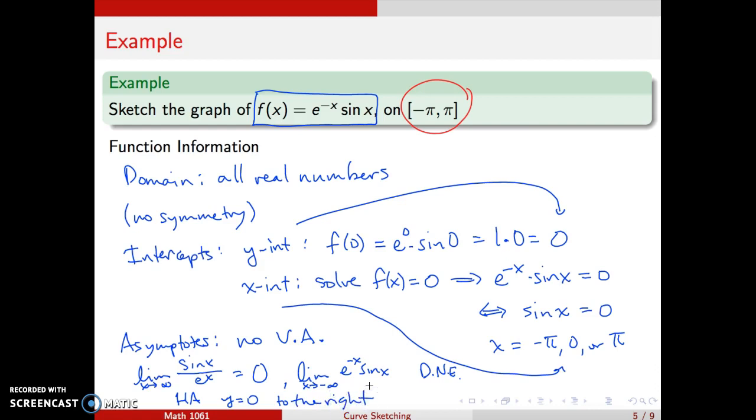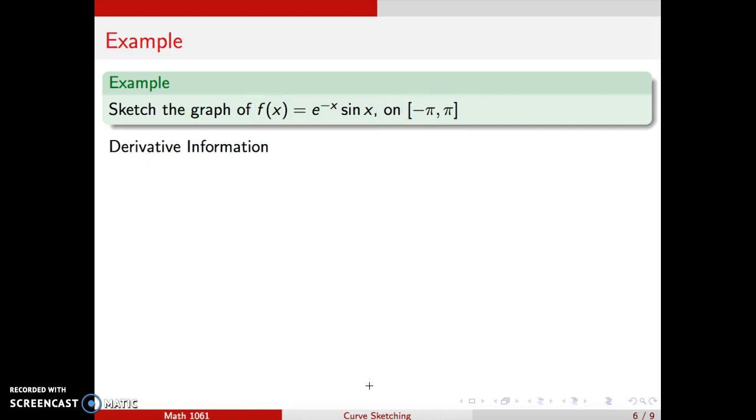Alright, so we got that. Let's look at some derivative information. So first of all, let's figure out the derivative. Derivative is going to be, using the product rule, negative e to the negative x times sine x plus e to the negative x times cosine of x. And so that's going to be e to the negative x times negative sine x plus cosine x.